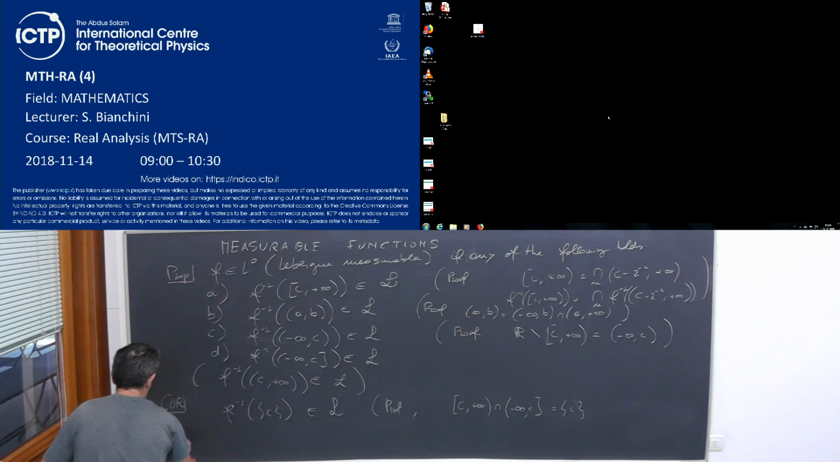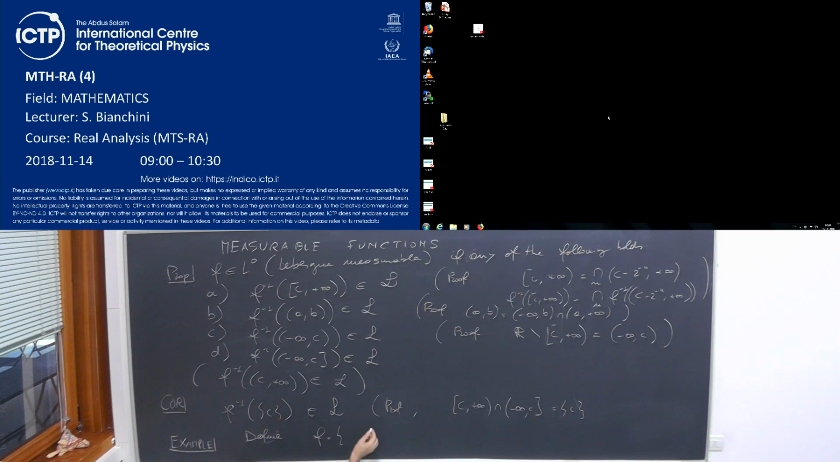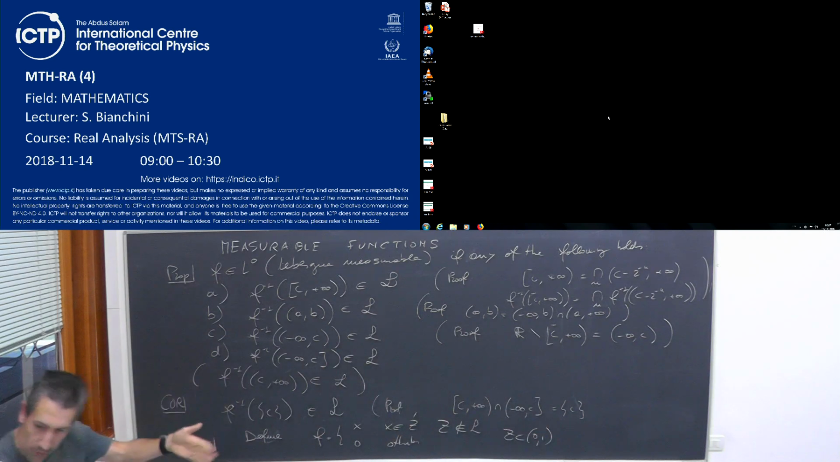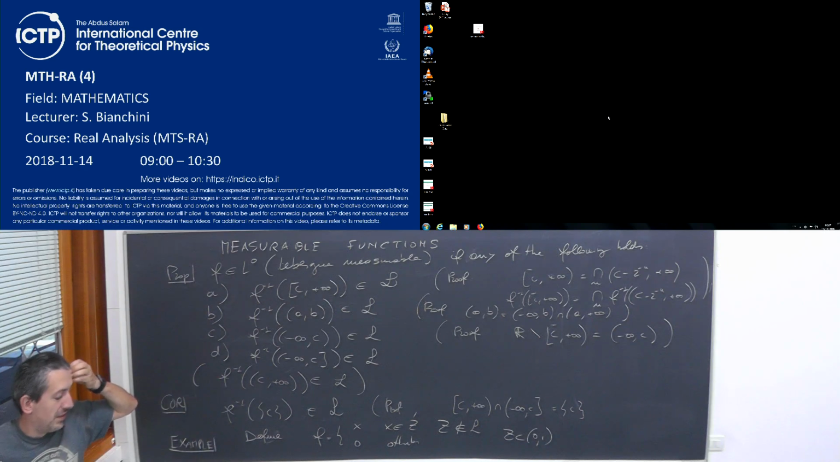So let's see an example. Okay, so let's take the usual definition. Usually we have only one set, no? Only one non-measurable set, up to resizing and transformation. F is equal to x if x is in Z, and Z not belonging to L, and 0 otherwise, and Z is contained in 0, 1. We have one of these strange, let's say, non-measurable sets we built by equivalence relation.